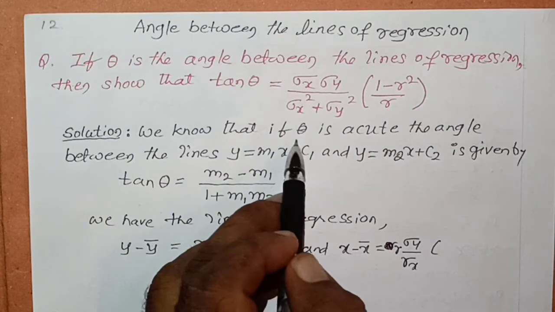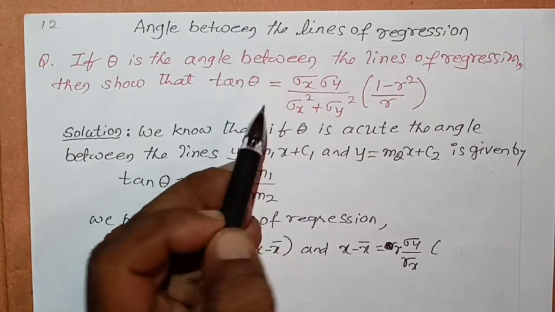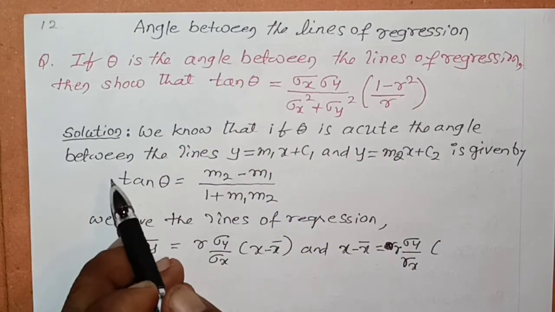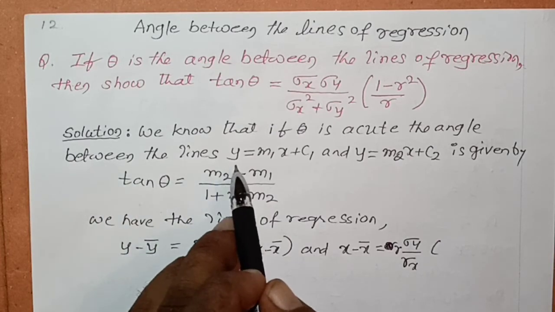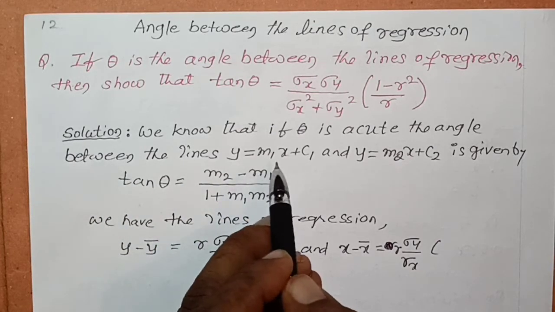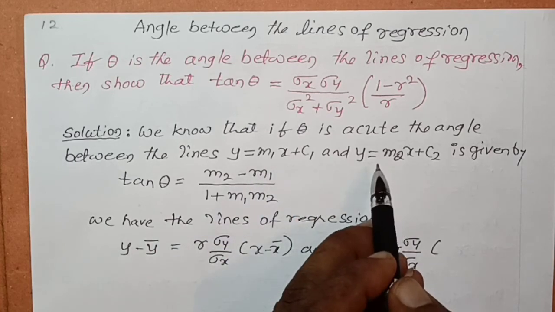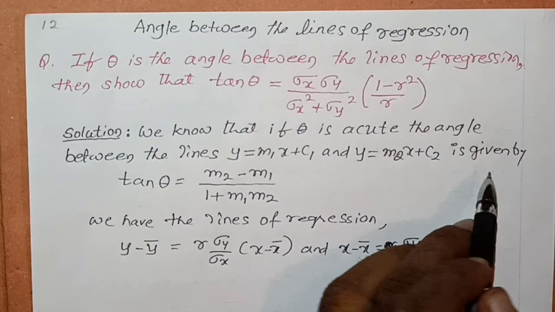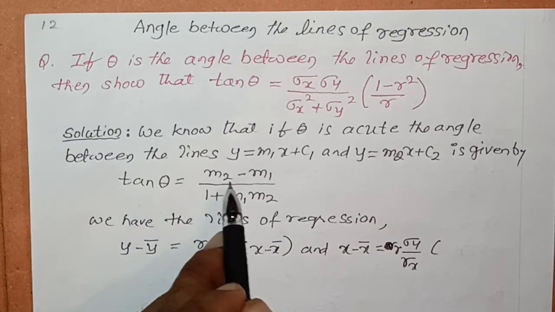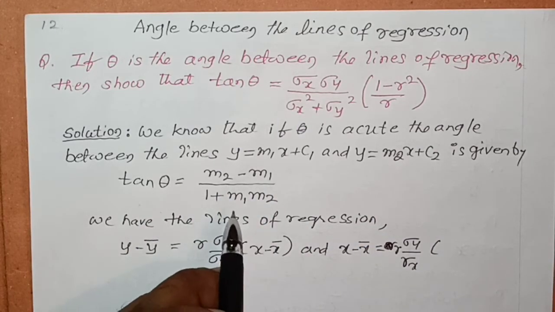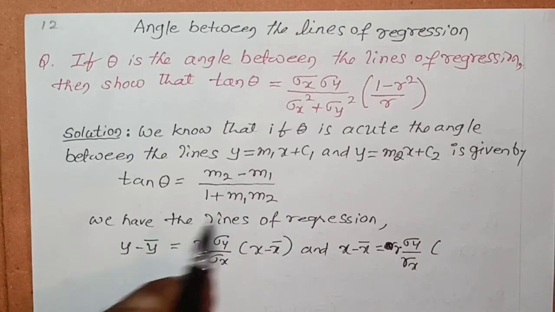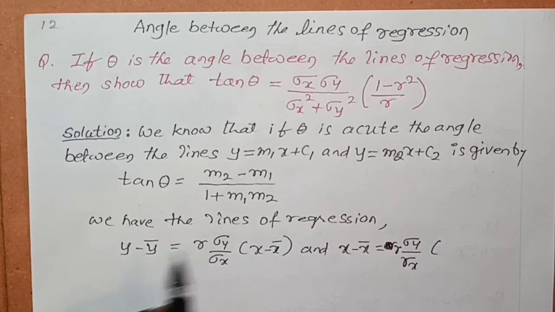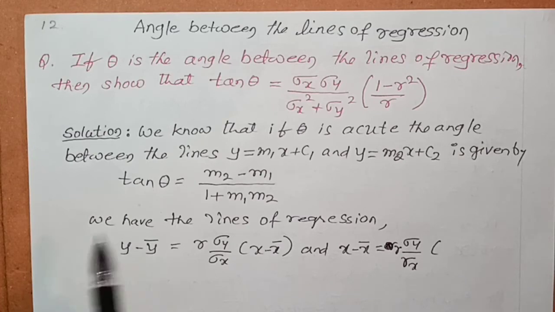Next, solution. We know that if theta is the acute angle between the lines y equals m1 x plus c1 and y equals m2 x plus c2, then tan theta is equal to m2 minus m1 divided by 1 plus m1 m2, the standard formula.